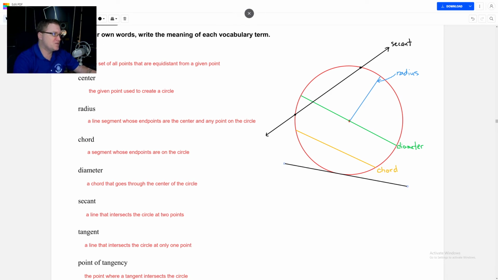Now, if we zoomed up very close, it kind of looks like it goes along here, but if you zoom up very close, you'll see that it actually only touches at 1 point. It only touches at 1 point here. So I'll mark that intersection down. This line, and this is a line, not a line segment, so it goes on forever. This line is called a tangent.